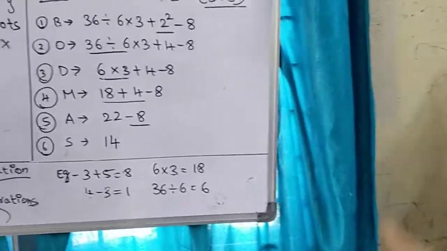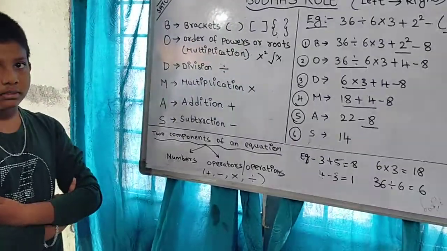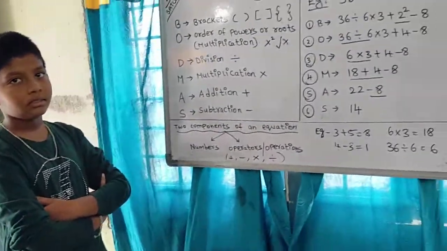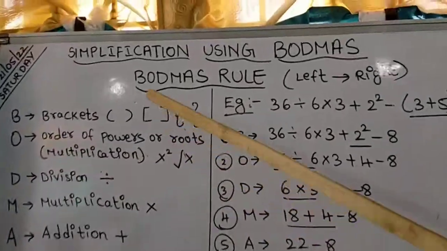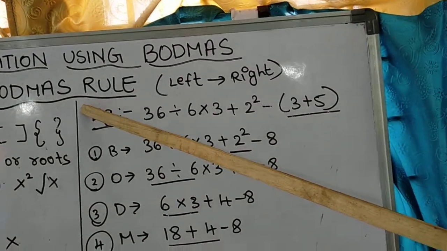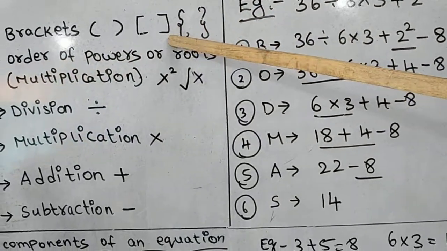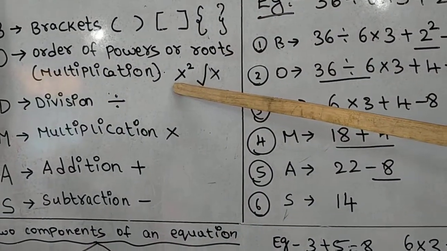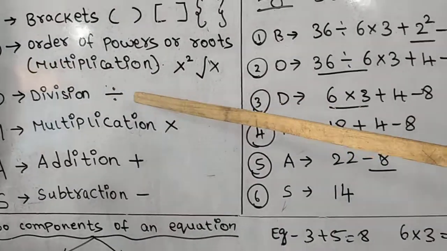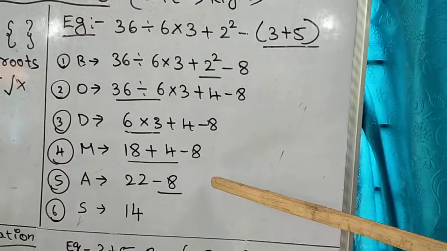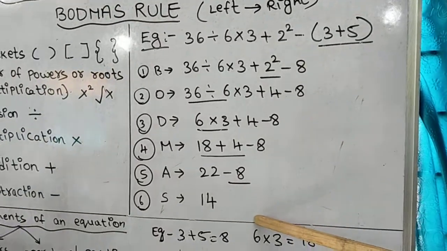Understood, Sabur, Harika? Yes. Harsh, Akshita? Yes. When you practice, you will get it. When you listen, you tend to forget, but when you practice, you will remember it. So this is the BODMAS rule. You're doing it from left to right. First you are solving the brackets, then the exponents, then division, then multiplication, then addition, and at last subtraction.